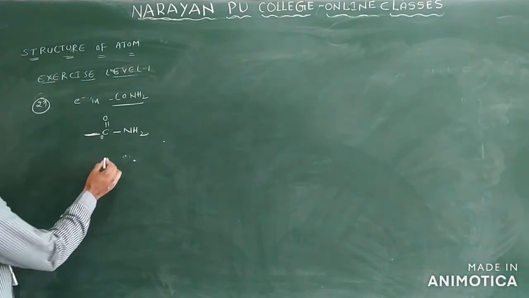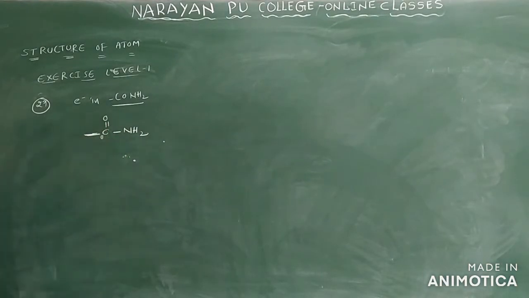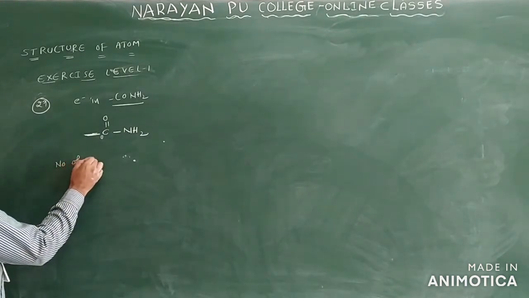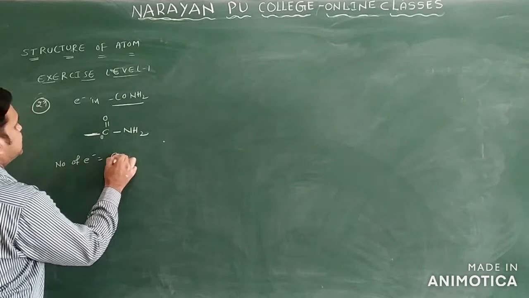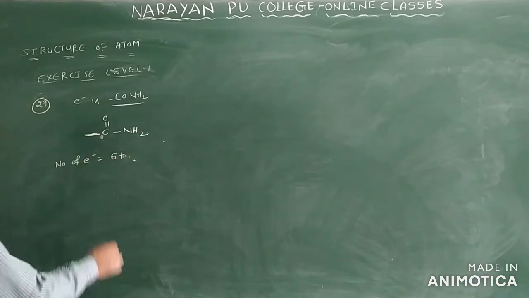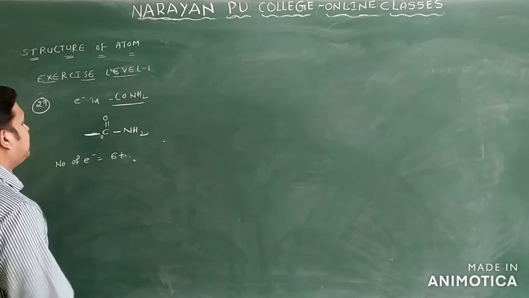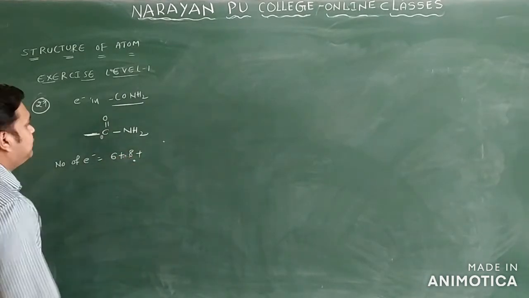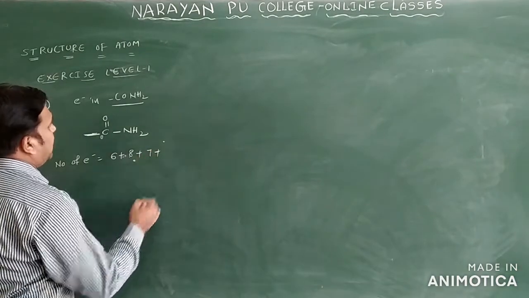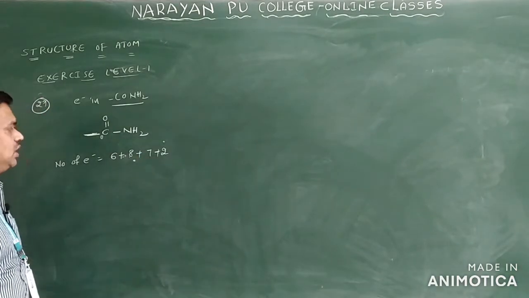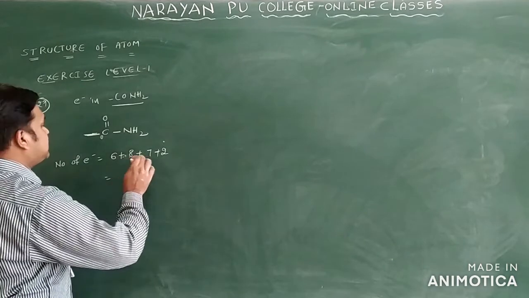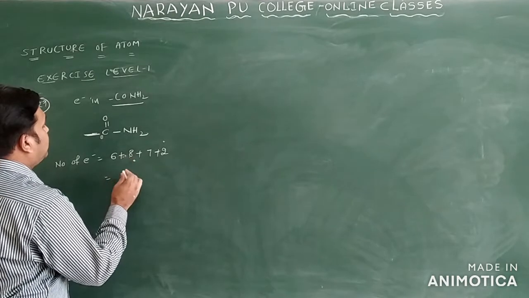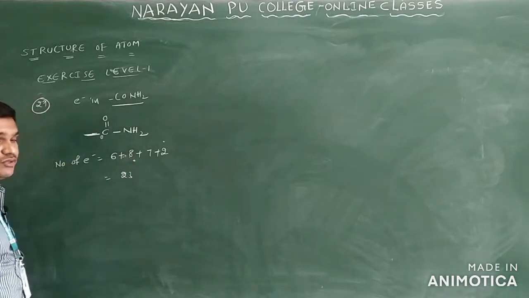What atoms are there here? Carbon, oxygen, nitrogen, and hydrogen are there. If we take the carbon, we have 6 electrons. The atomic number of carbon is 6. Oxygen has 8 electrons, nitrogen has 7, and there are 2 hydrogens. Now we add these: 9, plus 1 is 10, 17. What will you get here? 23 electrons.